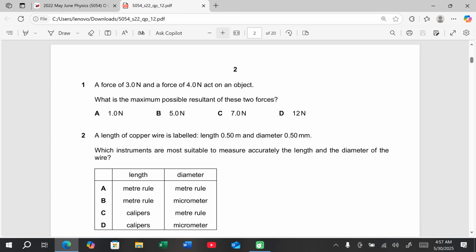A force of 3 Newton and 4 Newton acts on an object. What is the maximum possible resultant of these forces? The maximum possible resultant can only be found if the two forces are in the same direction. So this 4 Newton force and this 3 Newton force have to be in the same direction, and if they are in the same direction they are added to get your resultant, which is 7 Newton.